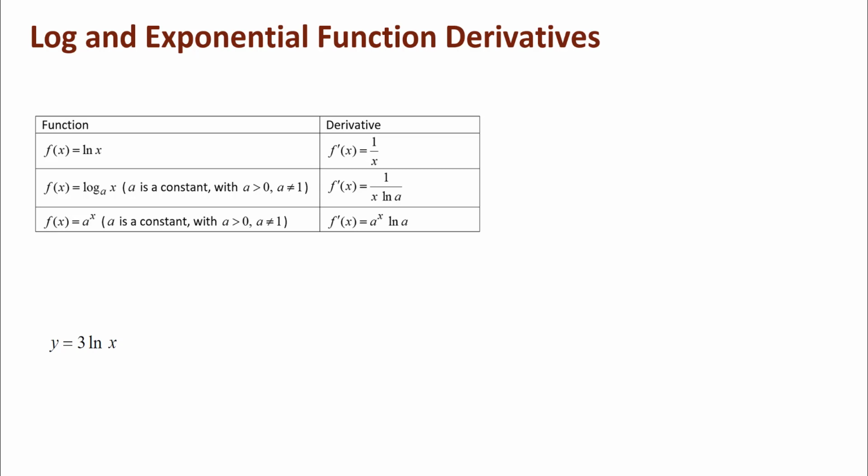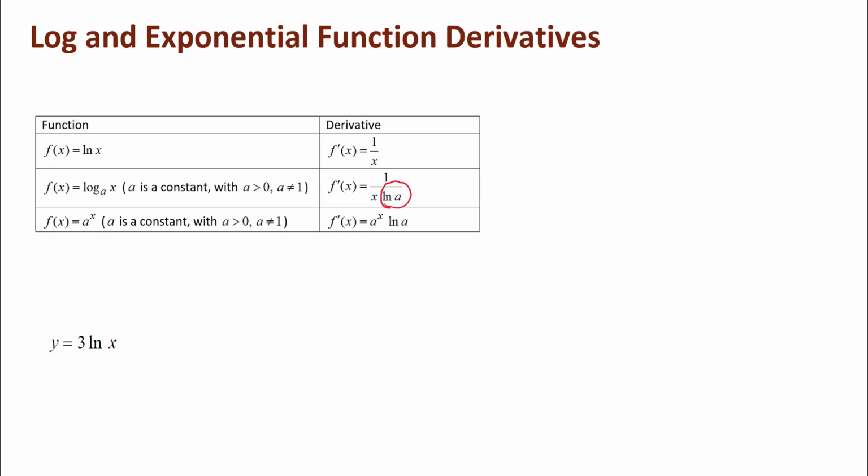The second function in the chart is log base a of x, where a would be whatever constant we might have, maybe a base 10 logarithm or whatever base we need. That a would just be a constant with a few restrictions. So that derivative is pretty similar to the previous one. You have this extra factor of ln of a in there.